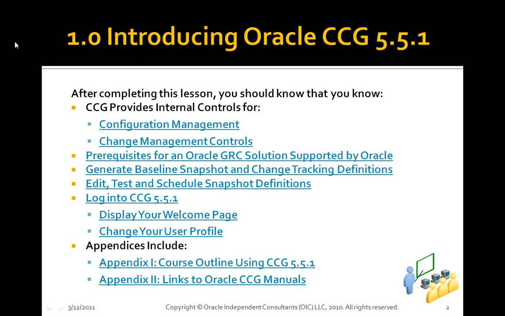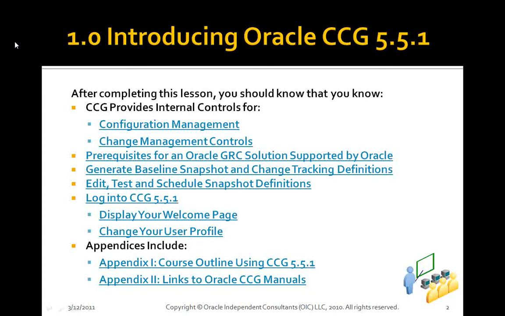Oracle CCG 5.5.1 enables a company to track every change made to specific setup objects for an Oracle application. Moreover, you can define change tracking queries to monitor key controls, and the system will send you an email alert when a user changes a key control.